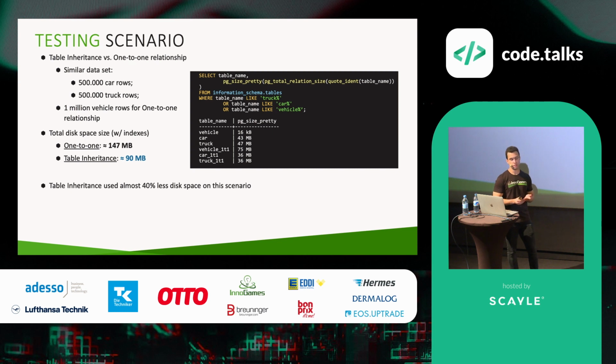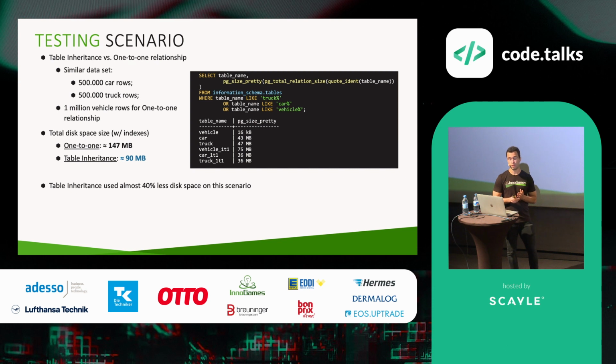In both cases, I have added 500,000 car rows, 500,000 truck rows. So in the end, you have 1 million vehicles. And in the one-to-one relationship, I also had to add 1 million rows to the vehicle table due to the foreign key reference. And when checking the memory consumption from this scenario, what I get is that the 3 tables from the one-to-one relationship altogether are near 150 megabytes, with the table inheritance only 90. So that was almost 40% less disk space.